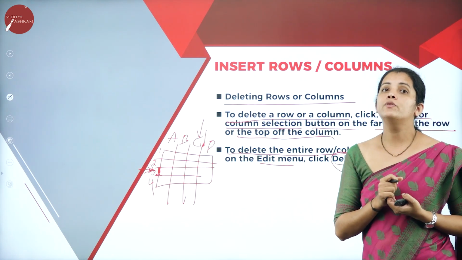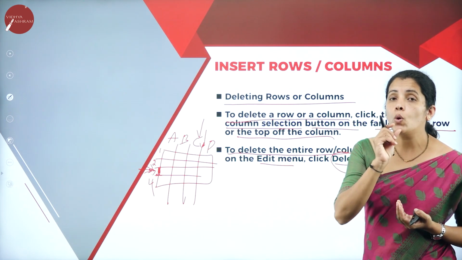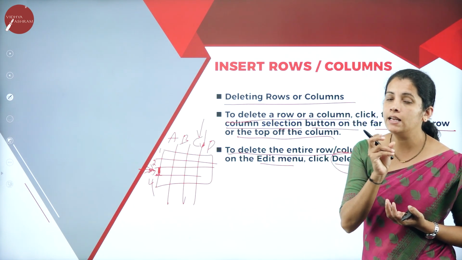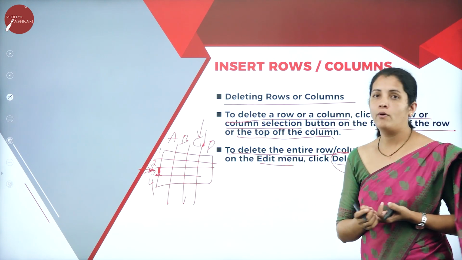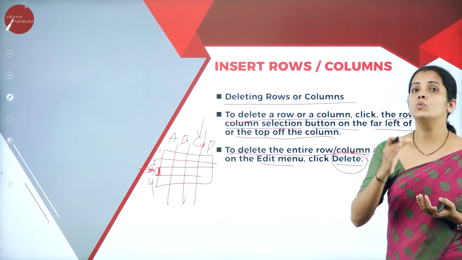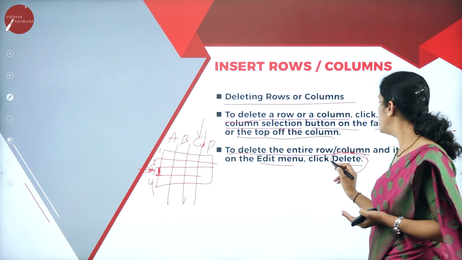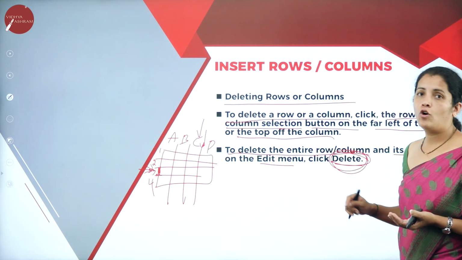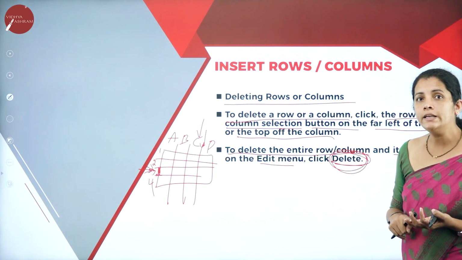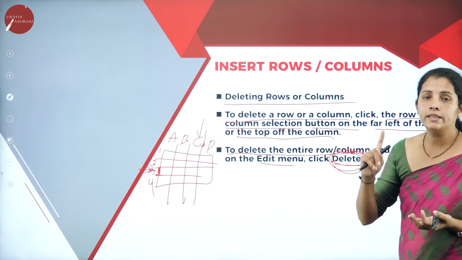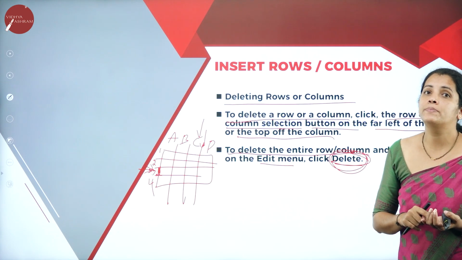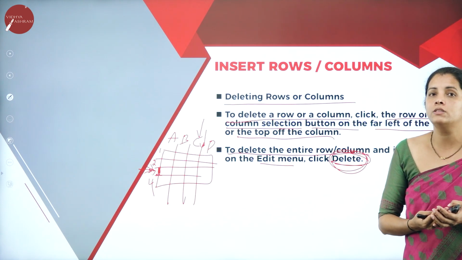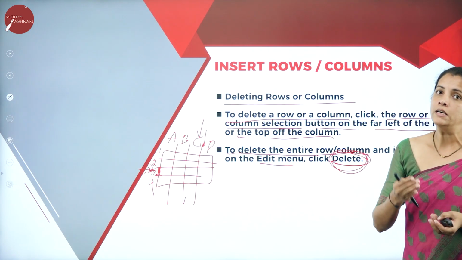That means suppose you want to delete the row and column along with the content present in that cell, that can be achieved with the help of the edit menu. I want to visit the edit menu. Under the edit menu, I'm going to get the option called delete. By clicking the delete option, I can delete the rows along with the columns and the values present in them. So what is a cell? The intersection of a row and a column is called a cell.